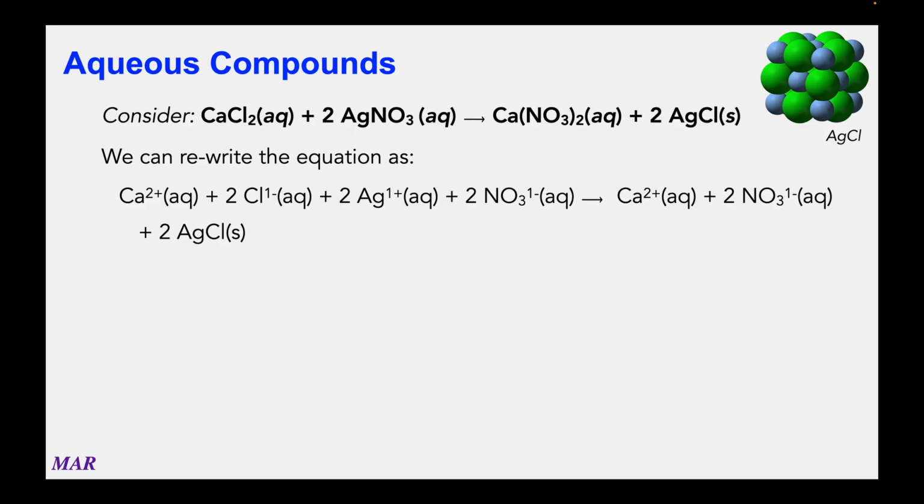If you reconsider this reaction, you can break again everything that's AQ up into cations and anions. So the calcium chloride breaks up into calcium and 2 chlorides. The 2 silver nitrates break up into 2 silver plus and 2 nitrates. On the product side, the calcium nitrate breaks up into calcium 2 plus and 2 nitrates, but you don't break up solids, liquids, and gases. So AgCl, the 2 AgCl, stays the same. It does not change. And if you look at this equation long enough, notice, for example, how calcium 2 plus is on both sides, calcium 2 plus AQ. And if you look really hard, there's also 2 nitrates on both the reactant and product side.